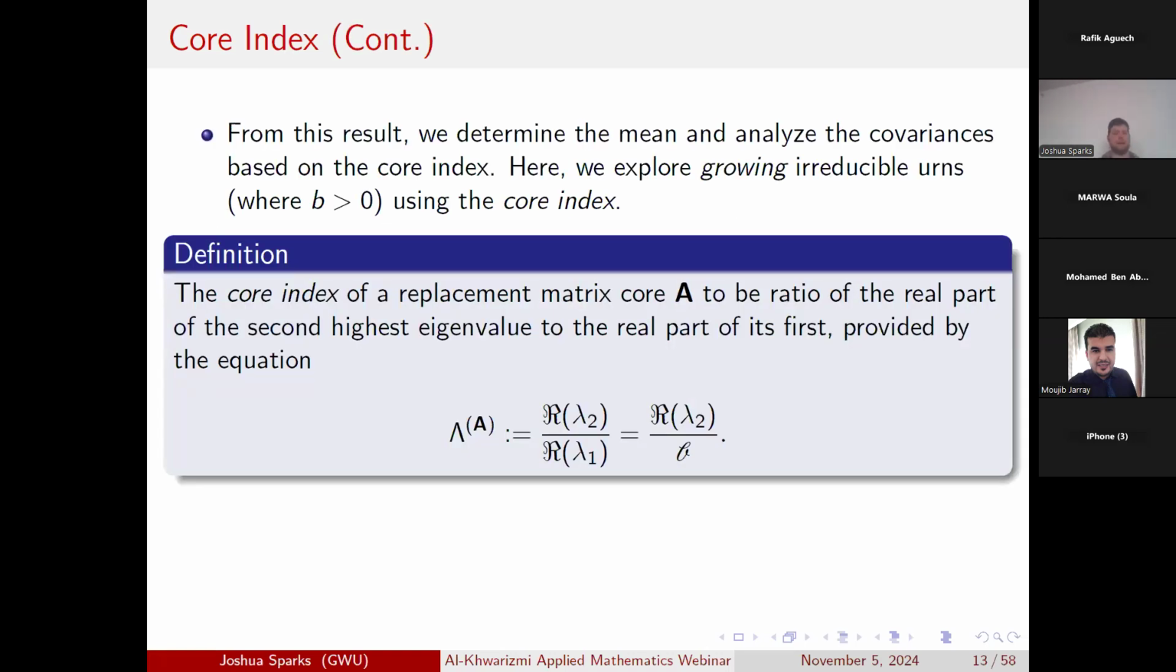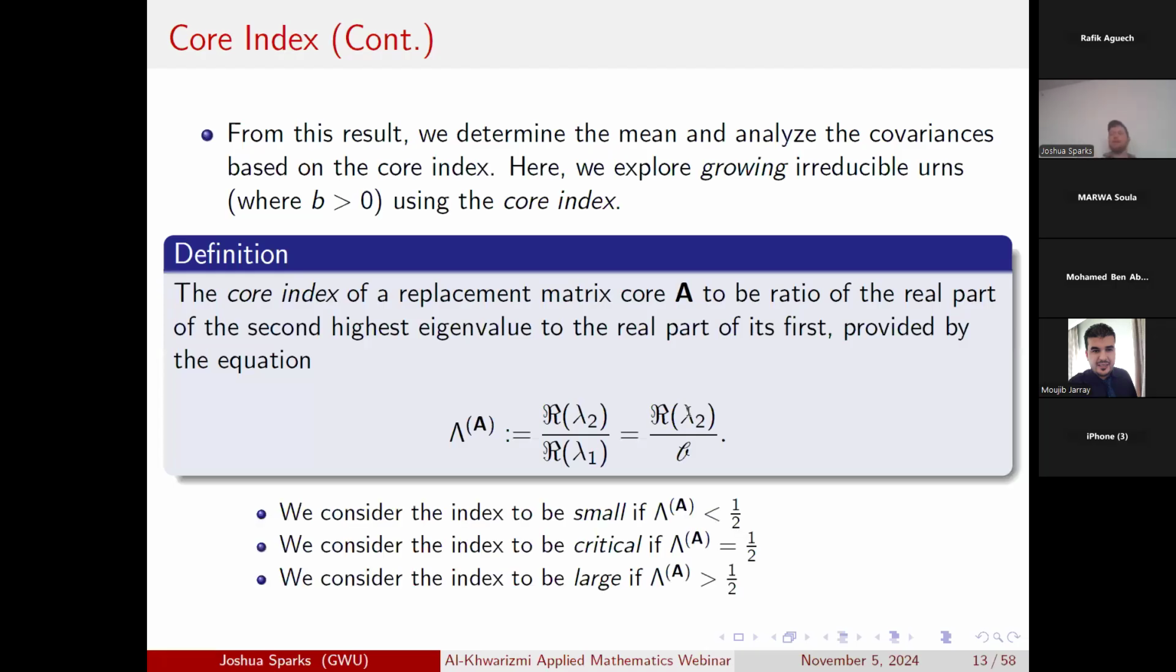So the core index is defined. Many of you who have studied urns under one ball would think of just the index as the real part of the second leading eigenvalue divided by the real part of the first leading eigenvalue from our replacement matrix M. We now think about it as a core index, which is this index value for the core matrix. In our case, the real part of the first eigenvalue is just B itself, not the cursive B necessarily, my apologies, and then the real part of the second eigenvalue. Whatever that value is, we can then get the matrix to look accordingly.